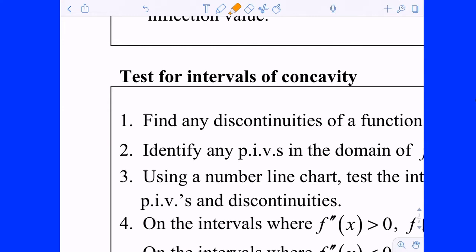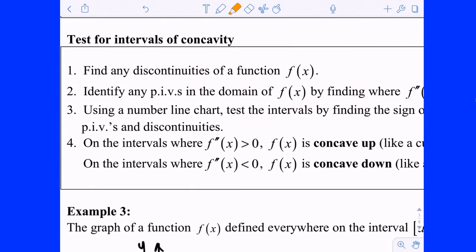We're going to test for intervals of concavity. Just like we tested for intervals of increasing and decreasing, we're going to look to see where the graph is concave up or down. Here's the plan. We're going to find any discontinuities of the function. We're going to analyze the domain first, second, or never, or last? First. Identify the discontinuities. If they're not in the domain of the function, are they going to make their way into our little number line chart? Yes, they are.